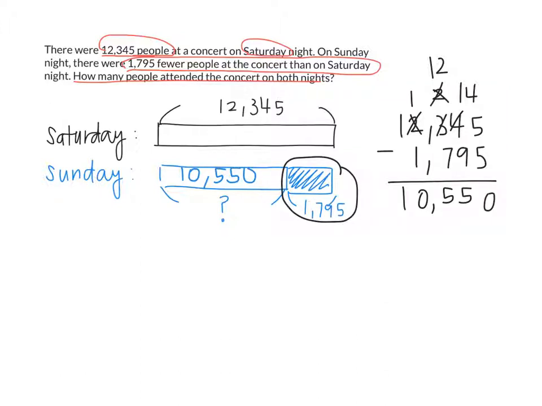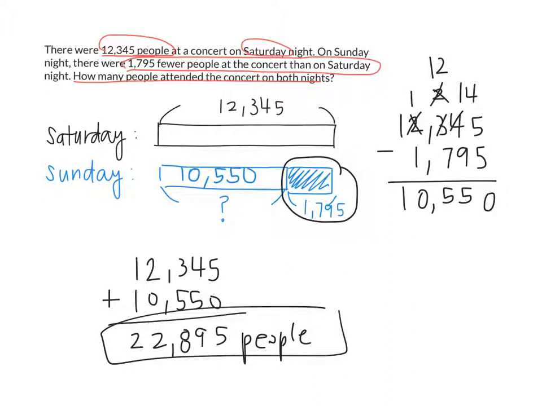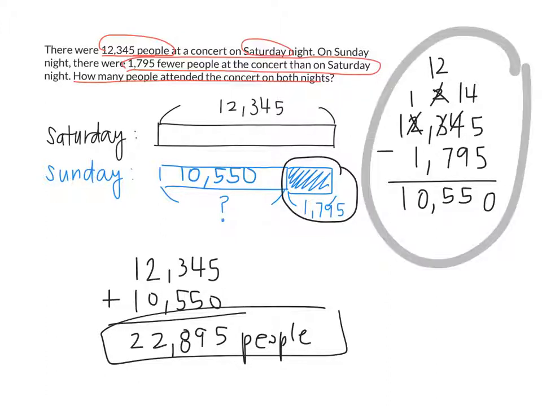So if the question's asking how many people attended the concert on both nights, what's the second step of solving the problem? Well, we need to add the Saturday amount, 12,345, to the Sunday amount, 10,550. If I do that, I can find out that 22,895 people attended the concert on both nights. Again, this is a two-step problem. At first, we had to find out how many people attended on Sunday, and then the second step was we had to find out how many people attended altogether. Okay, so as you can see, today's word problems are all two-step word problems.